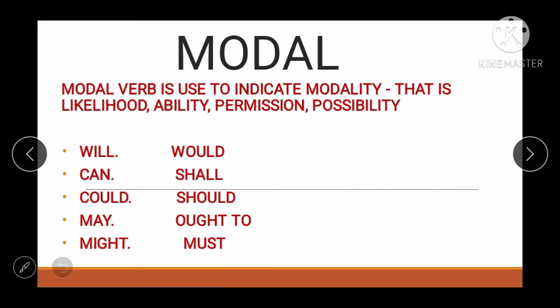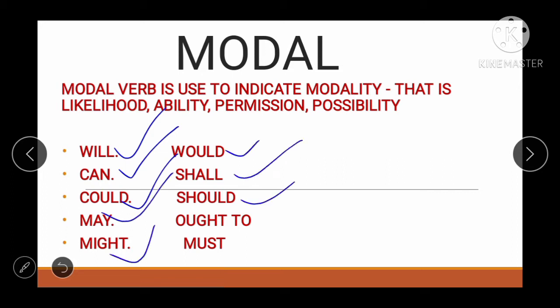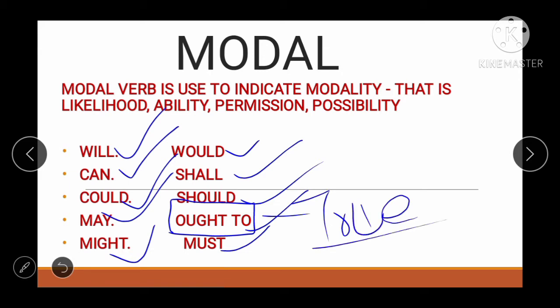Now let's see what all the modal verbs are. Here are some: will, can, could, may, might, would, shall, should, ought to, must. I know all of this can't be understood in one go, but see what ought to is. Ought to is used for something which is a true phenomenon, which is correct. In this sense, we will use ought to. It is somewhat related to should.